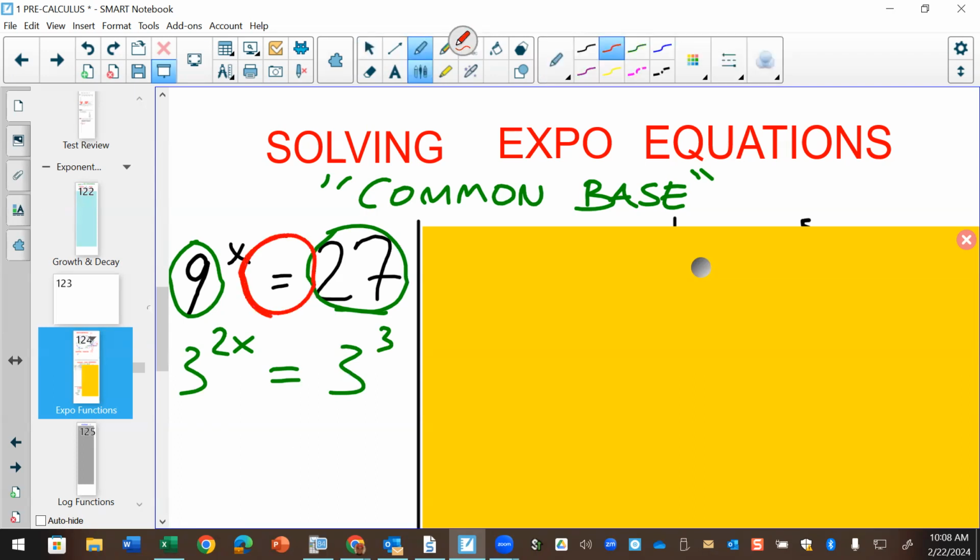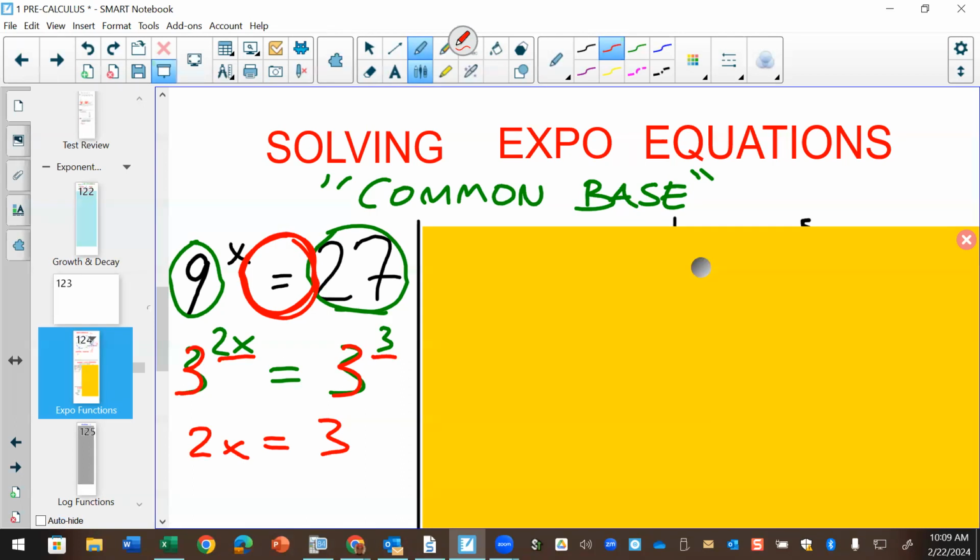Common base, but what does this mean? What does the equal sign mean to you? Same. Hang on to that thought. Same, same. So do they have the same base? Yes, they do. So guess who else has to be the same? The exponents. So you're gonna say 2x has to equal 3. And one last step for your final answer.